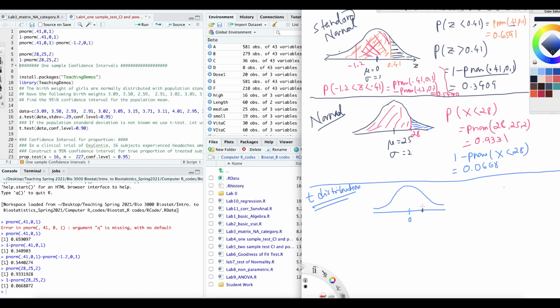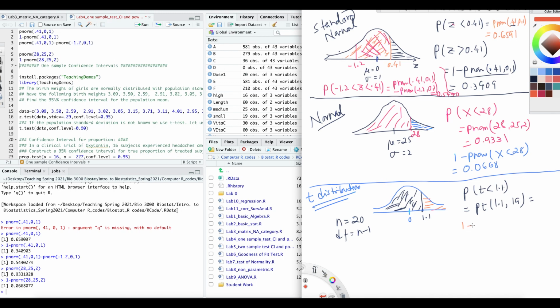For example, if you want to find, let's say, the probability that t is less than 1.1 under the curve, what you do is pt of 1.1, and let's say n equals 20. So the degrees of freedom will be 19, because degrees of freedom is n minus 1. Then you find that area. Similarly, if you want to find the right area, again do the same thing.